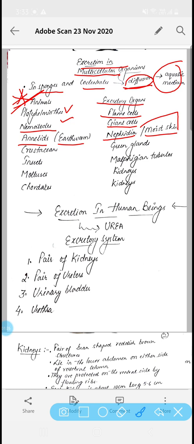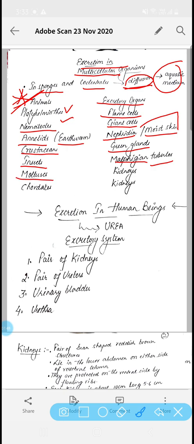Clear? Then comes the crustaceans. Crustaceans are one of the arthropods which include crabs, etc. So they have green glands for their excretion. Then if we talk about the insects, again they are part of arthropods. Insects like cockroach have the Malpighian tubules as their excretory organ.